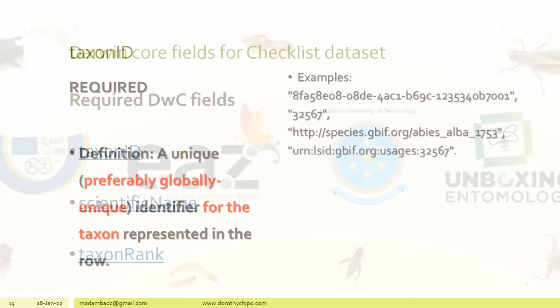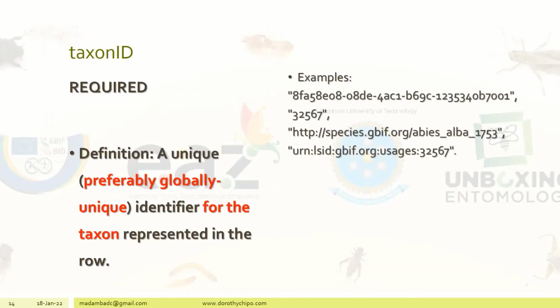And I'll go further and explain. For taxon ID, it's required, and it's a unique identifier representing a particular taxon on this checklist. So you cannot have one taxon with two different IDs. As long as it's a particular taxon, it will have that particular ID. And here are some examples of how others have assigned these. And there are some sources, like GBIF, where these IDs are already assigned, and you can just download them for your particular taxon.